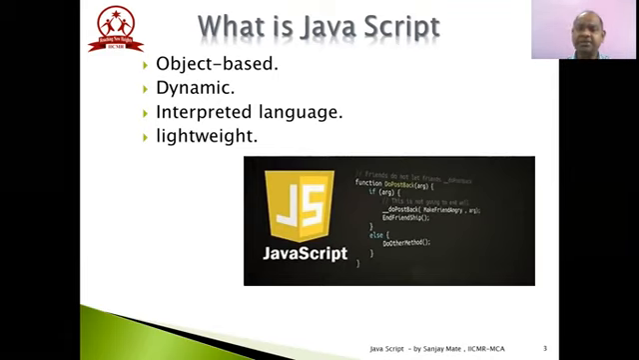Interpreted language. JavaScript is an interpreted language. It does not use a compiler. Therefore, whenever you are using an interpreted language, it executes very fast. Next, lightweight. JavaScript runs at the client side and it has very small code. Therefore, it is executed very fast and it doesn't require many resources.